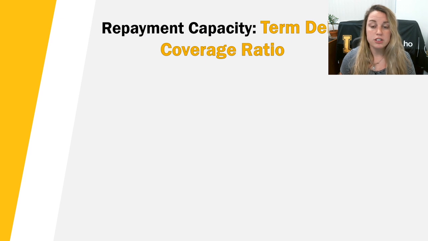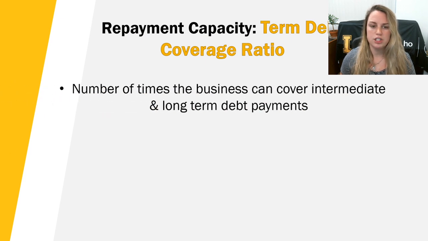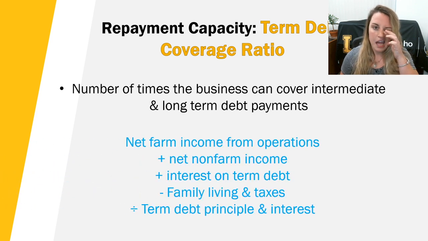And so the first ratio is the term debt coverage ratio. It's the number of times the business can cover intermediate and long-term debt payments. And this is calculated by taking your net farm income from operations plus your net non-farm income plus your interest on term debt minus your family living and taxes, and then divided by your term debt principal and interest.